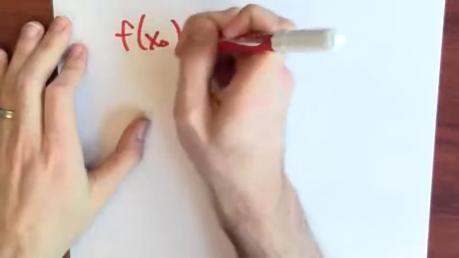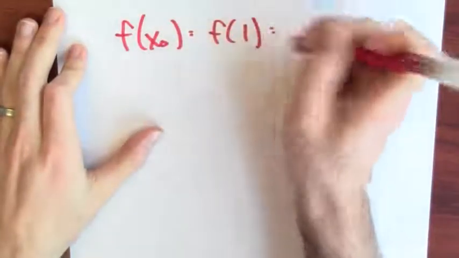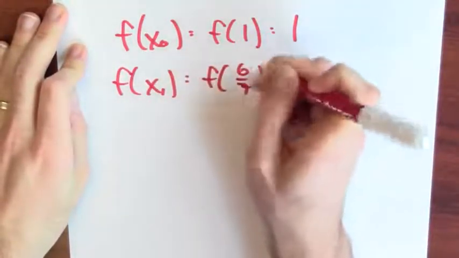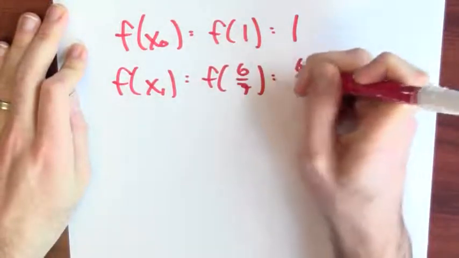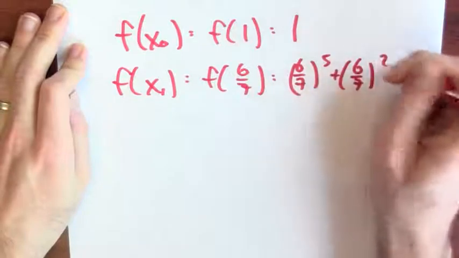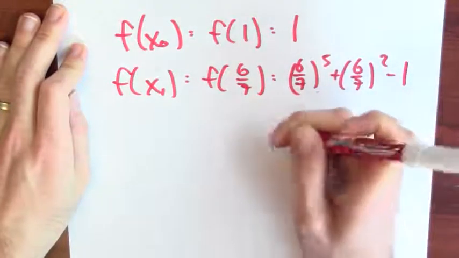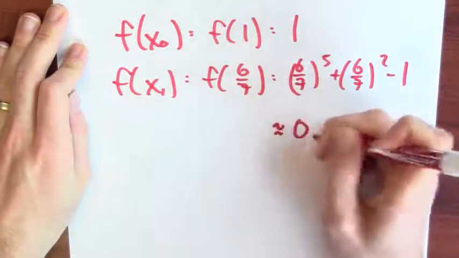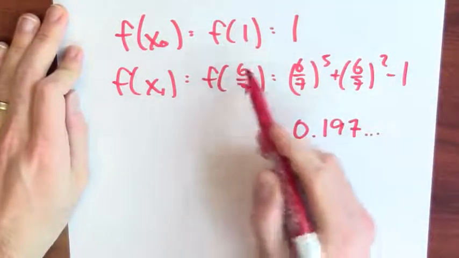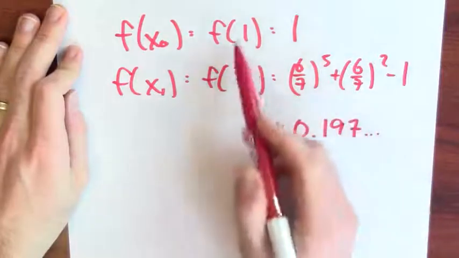And 6/7 really isn't that bad of a guess. So my original guess, right, x0, that was 1, and f of 1 was just 1. My next guess, x sub 1, that was 6/7, right? And what's f of 6/7? Well, that's 6/7 to the fifth plus 6/7 squared minus 1. That turns out to be about 0.197, right? So certainly this 6/7 is a better guess than 1.